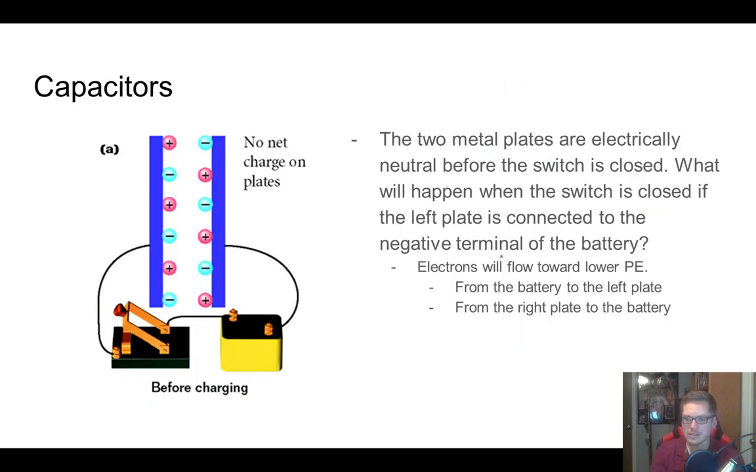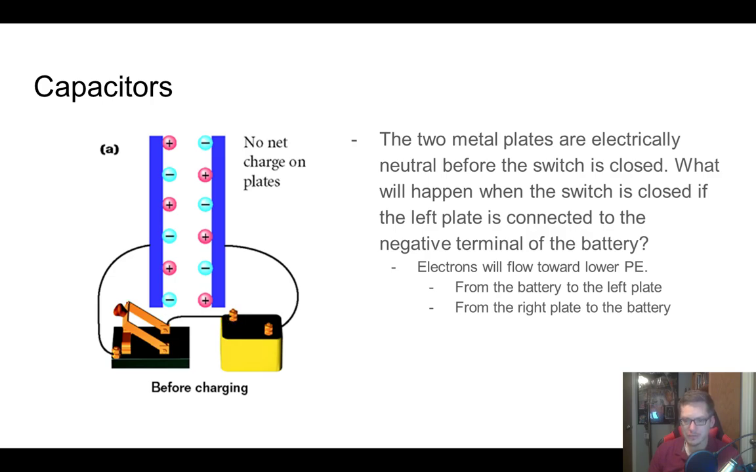A capacitor is two plates that are electrically neutral, and they're close together. They're usually parallel, although they don't have to be. The easiest ones are parallel. We've got this capacitor right here, and notice there's no net charge. There's an equal number of negative and positive charges on both sides.